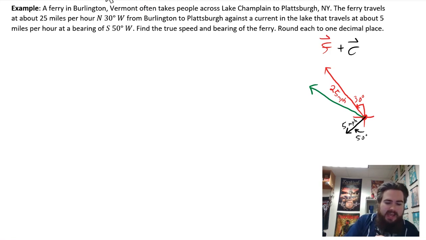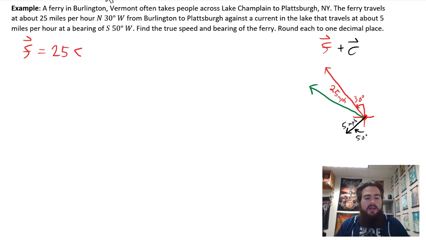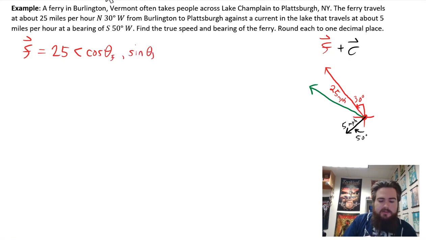So for example, the F vector, I can write it as its magnitude of 25 miles per hour times the vector cosine of theta for F and sine of theta for F. I write theta of F instead of using 30 degrees because 30 degrees would not be my angle measure theta. Theta should be a standard position angle measure, not a bearing.